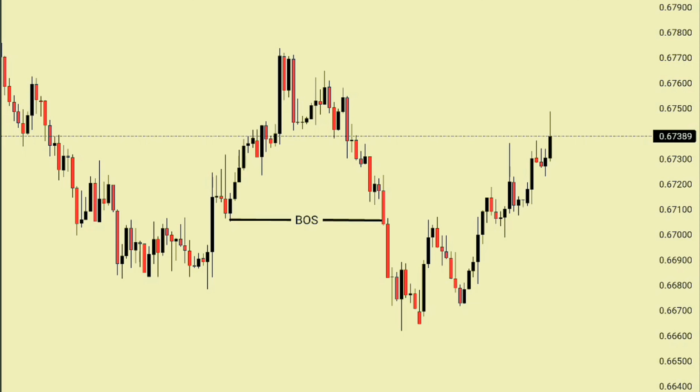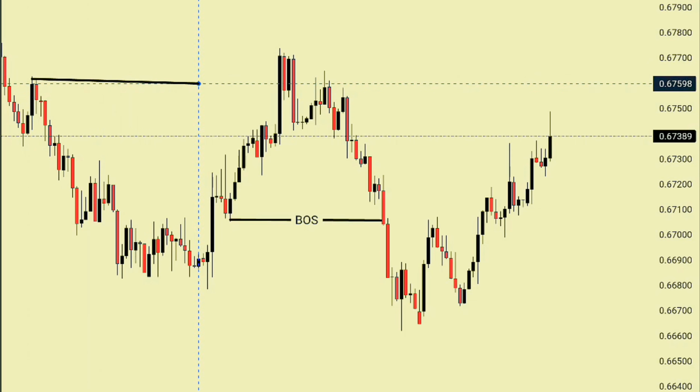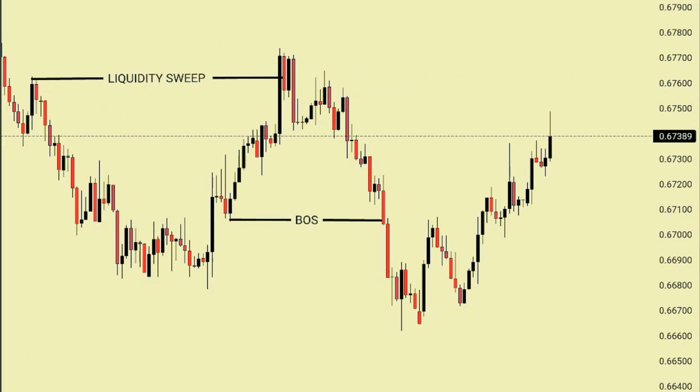After the break of structure, the market pulls back, and during this pullback, price moves above the previous high. This move is not a continuation of the bullish trend. Instead, it is a liquidity sweep. The market intentionally reaches above the previous high because that is where retail traders place their stop-loss orders. Institutions use this liquidity as fuel. They take out those stops, collect the buy-side liquidity, and immediately reverse the price.